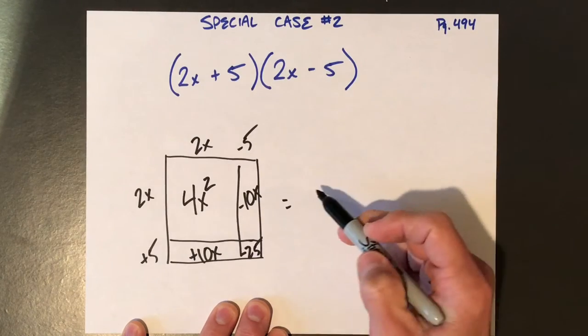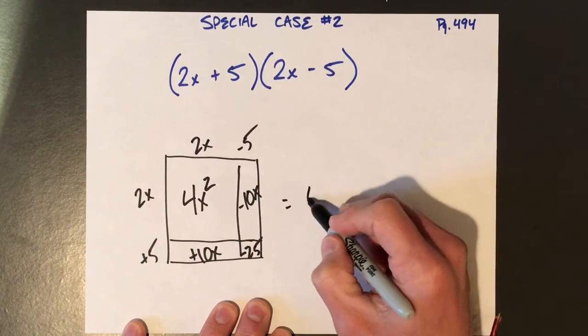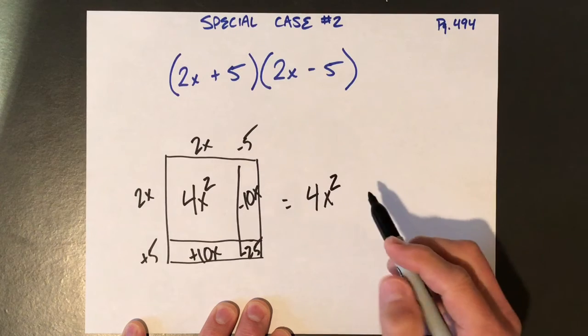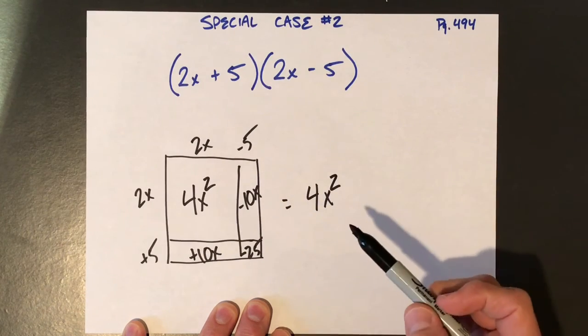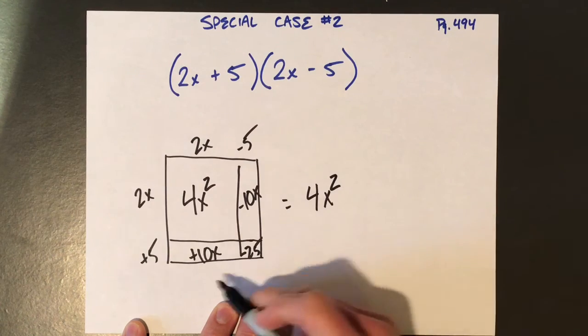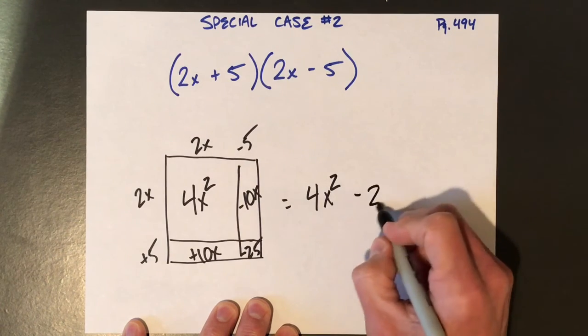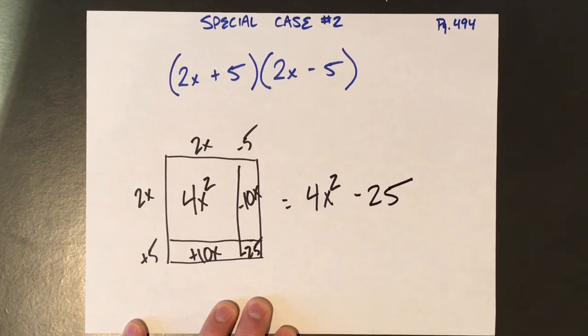And with the area model complete, I'll combine my like terms. Interesting that negative 10x and positive 10x, they're going to cancel each other out because they're opposites of one another. So we don't have a middle term here. We just do minus 25. And that's how you multiply binomials and binomials.